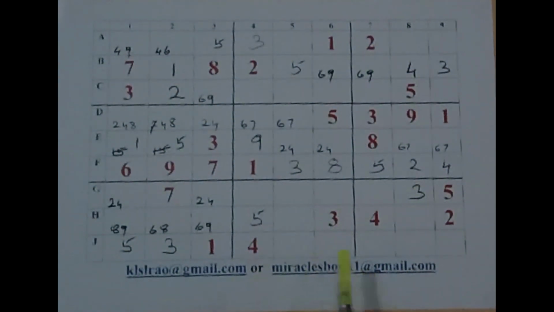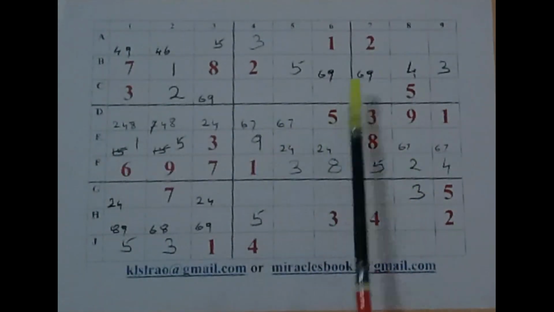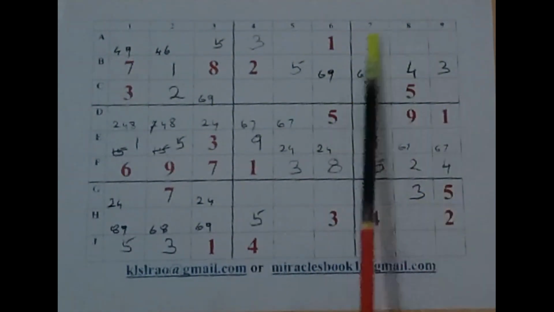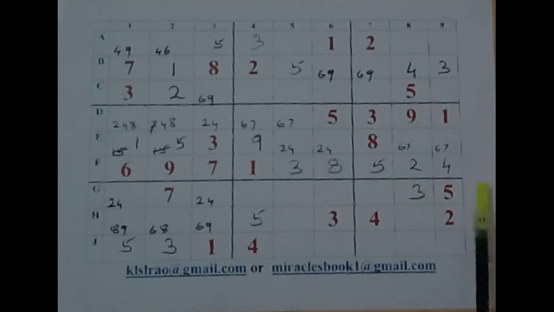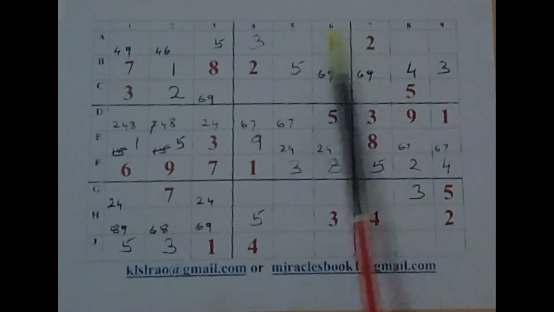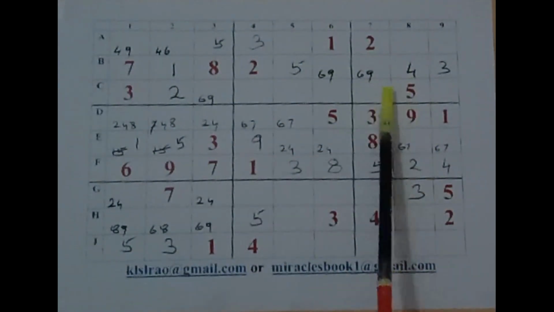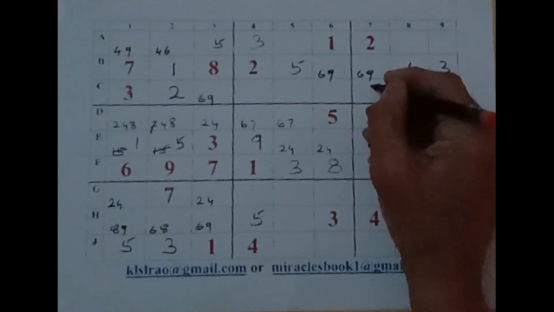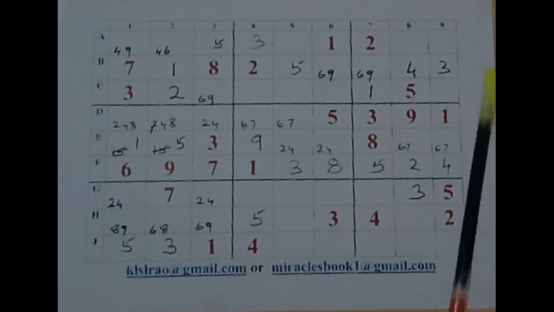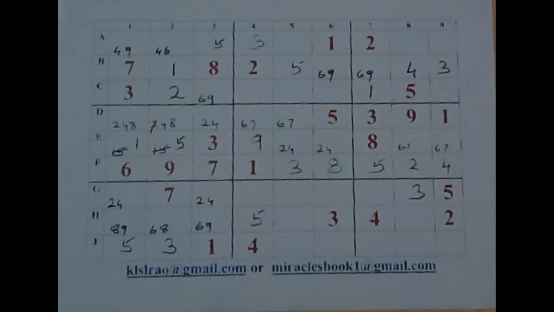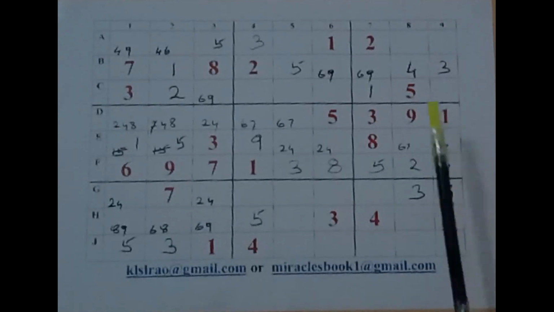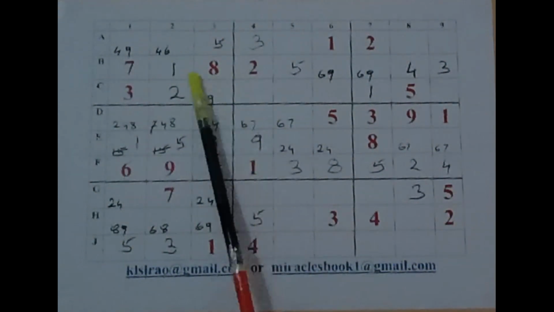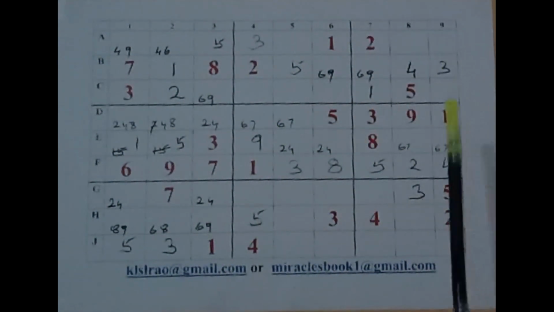Now, can anything be thought of for the rest of this box? Let us have a look. 1 there, 1 there, and 1 there. That means this is a place for 1. That's the place for a 1. Now what about the remaining 3 cells? Have a look. 1, 2, 3, 4, 5, 6, 7, 8, 9. Okay.